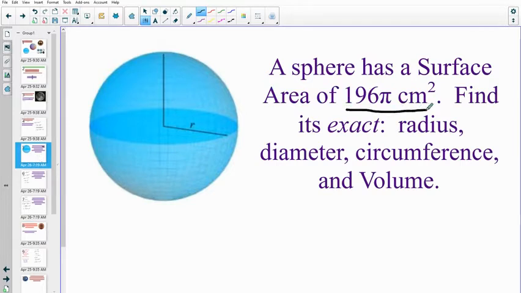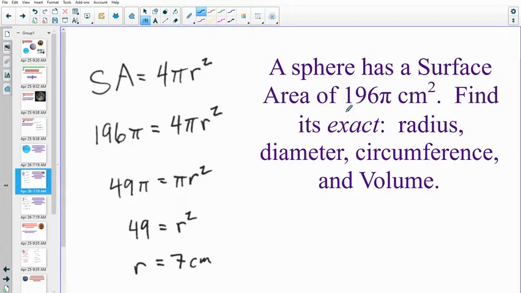Second question. The surface area is 196 pi centimeters squared, and I want the radius, diameter, circumference, and volume. Well, I guess we're working backwards right away with cones and prisms and pyramids. We did one day forwards and one day backwards, but since spheres aren't that complicated, we can go straight to backwards. Same as we did for previous stuff. If the surface area is 196 pi, of course, we'll go with the surface area formula and plug that in for the surface area.